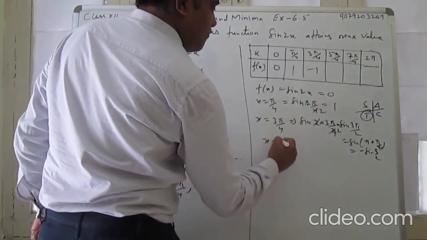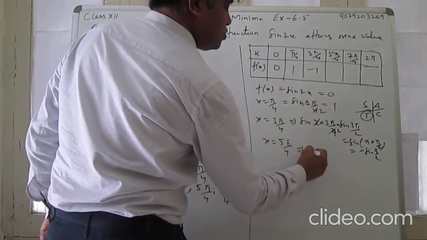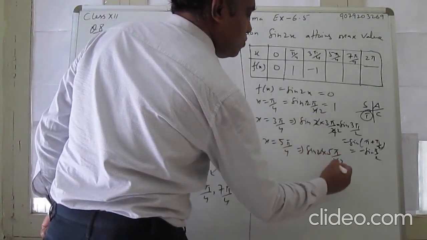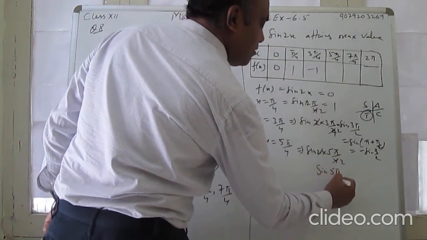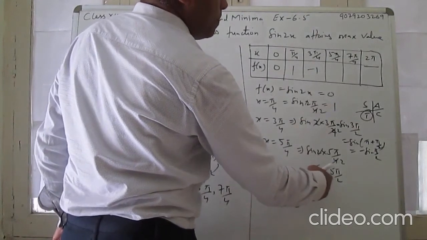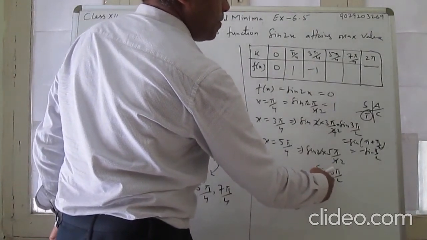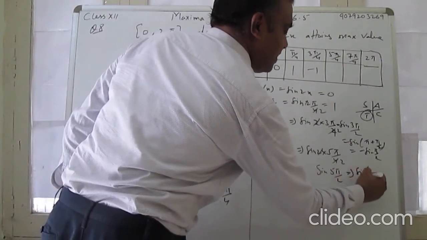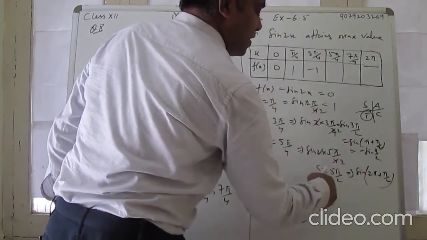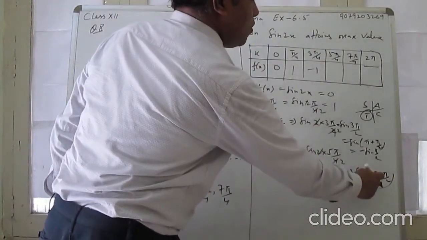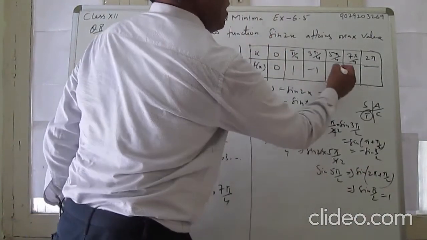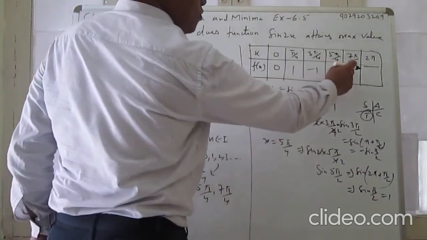At x is equal to 5π by 4, it becomes sin of 2 into 5π by 4, which means sin 5π by 2. You can write it as 2π plus π by 2. It becomes the first quadrant, so it is sin π by 2, which means it is 1.